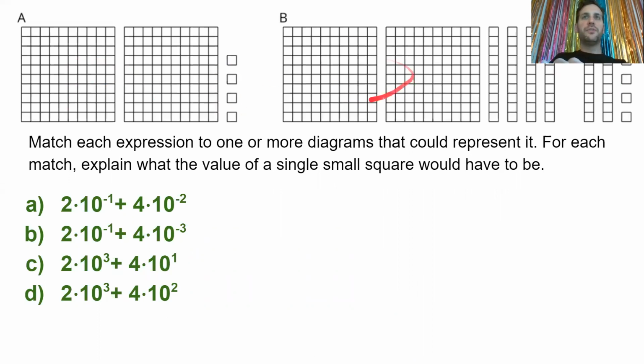This one shows 200 blocks and 4 tens. And this one shows 210 blocks and 4 singles. So keep in mind, there might be more than one match for each diagram. Pause the video, take a moment to think about which one you think could match up, and what's the value of a single small square in order to make, for example, this first expression match whichever diagrams you think.